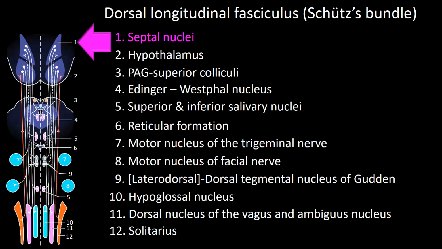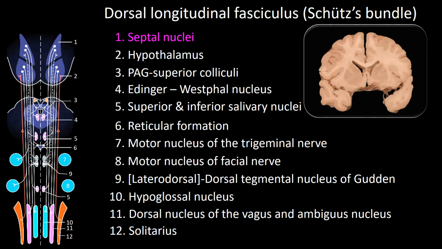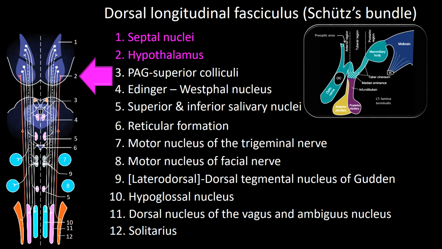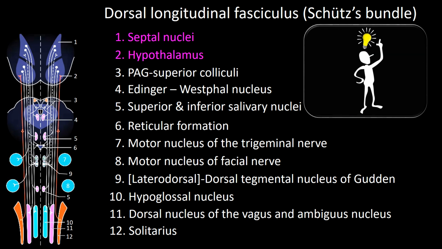The descending fibers in this tract can be traced rostrally to the septal nuclei, which you can see in this fresh specimen here and in this neuronal stained specimen here. Other fibers arise from the hypothalamus, particularly from the oral hypothalamus, that is from the preoptic area and anterior region, less so from the tuberal region and the tuber cinereum, and even fewer fibers arise from the posterior region and the mammillary bodies.